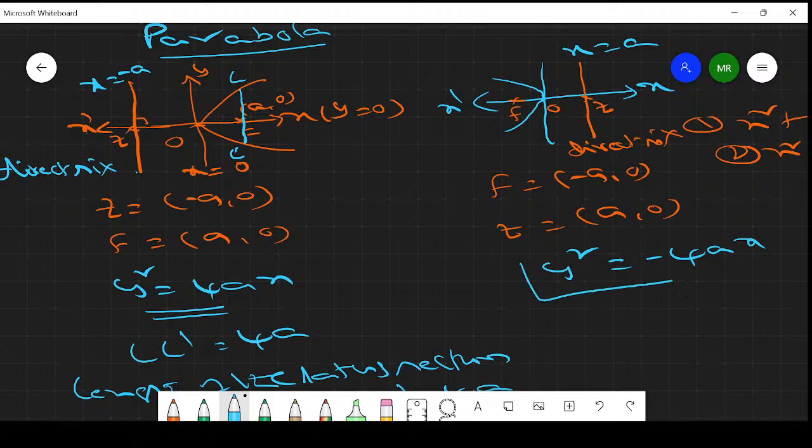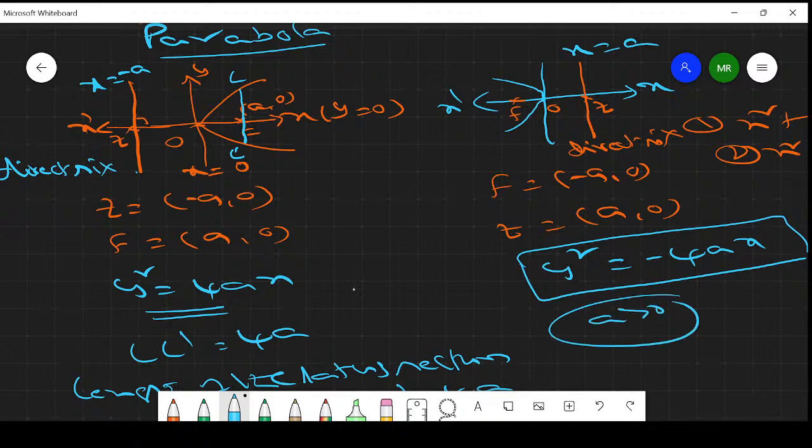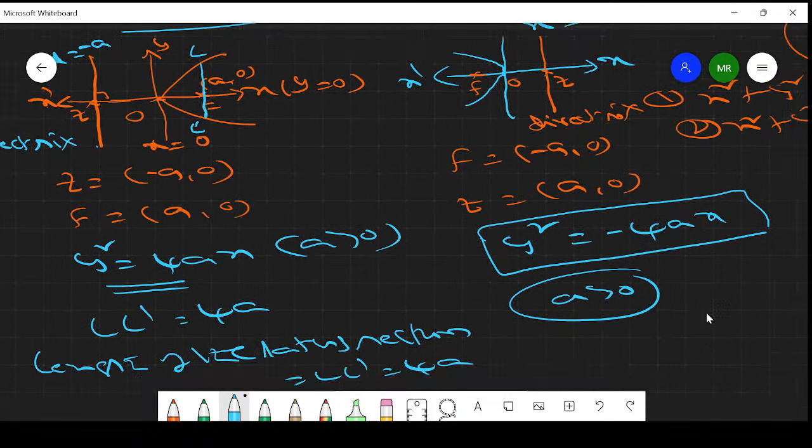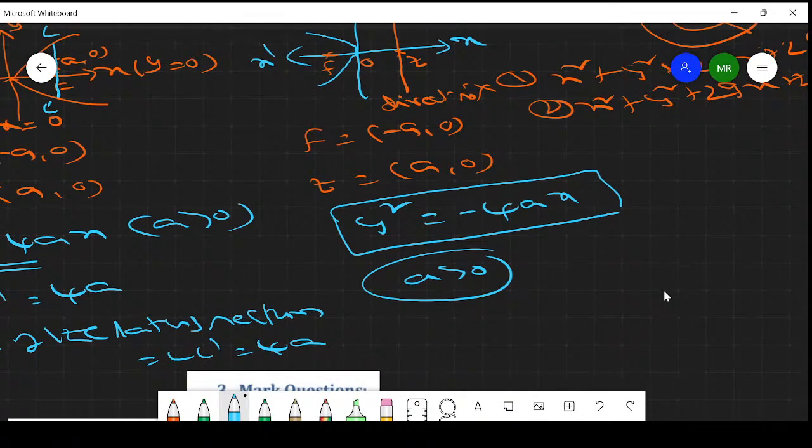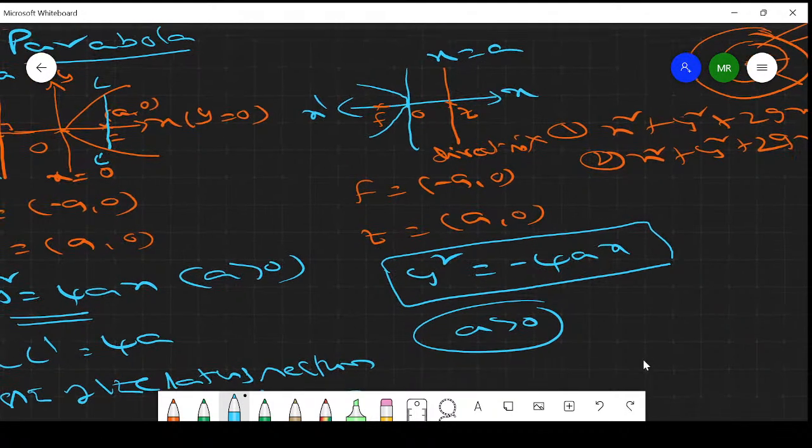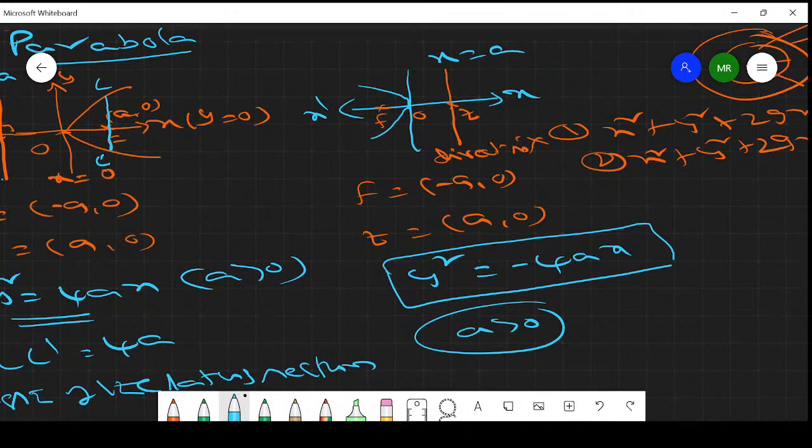Always remember, in all the cases a is positive. I am considering a is positive. Here also a is positive. Always a is a positive value, a greater than 0. You can remember, a is positive only in all the cases. So mainly these are the main parabolas. Even I will discuss upward parabola and downward parabola. Have we understood this? Y square equal to minus 4ax, a greater than 0.